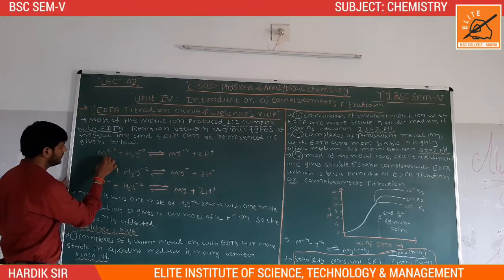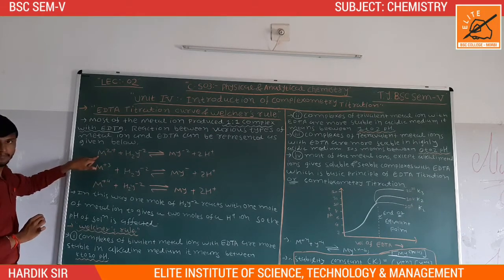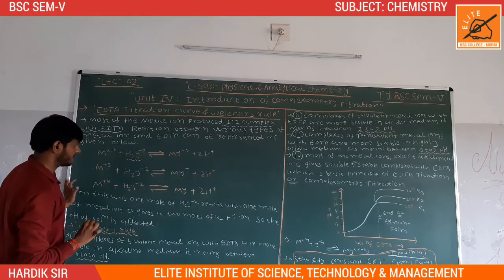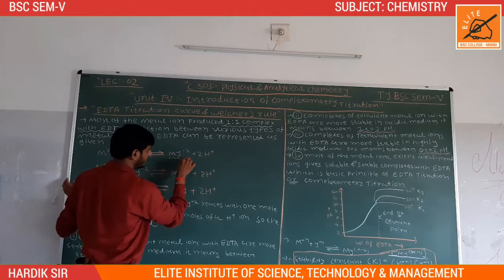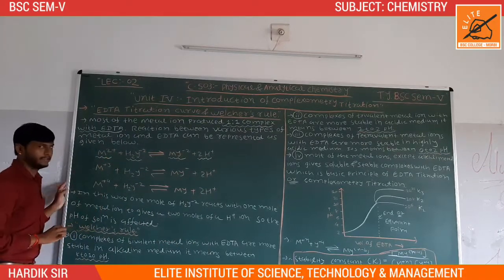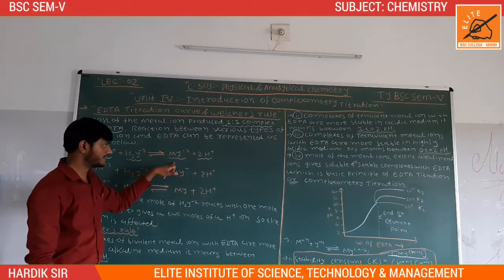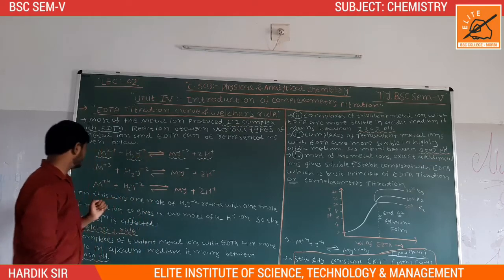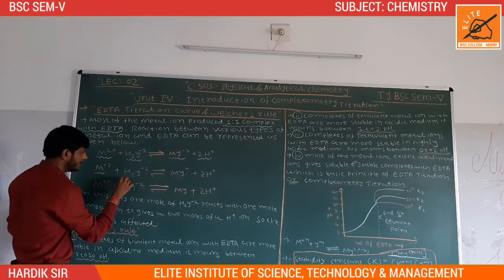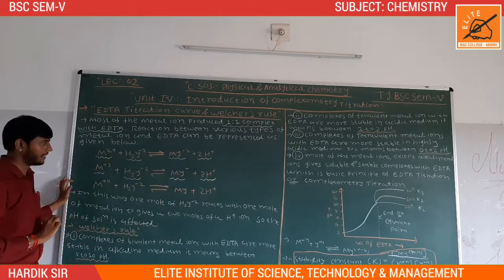First, a bivalent metal ion, one whose valency is 2. A bivalent metal ion reacts with the ligand H2Y^2- to produce the MY^2- complex along with 2H+ ions. Now a trivalent metal ion reacts with the ligand H2Y^2- to produce the MY^- complex and 2H+ ions.